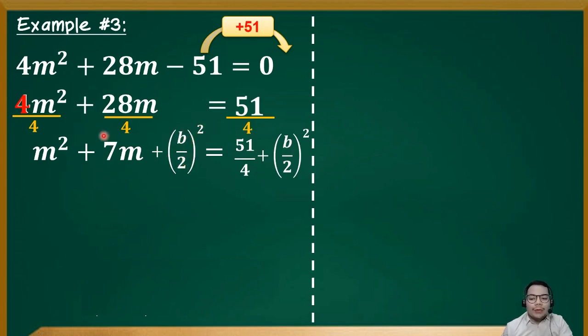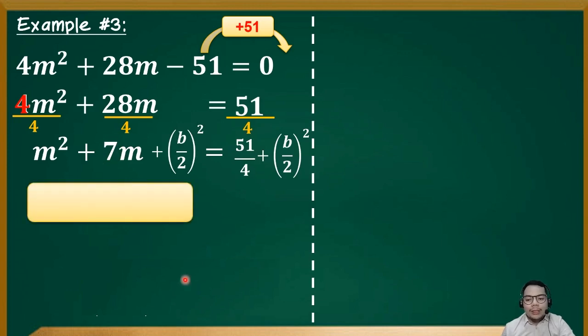This time we have 7 as our b, so we'll use this formula. As you notice, we have b over 2, so we bring back the 7. So 7 over 2. Since we cannot divide 7 by 2 and get a whole number answer, all we need to do is square the numerator and also square the denominator. So 7 squared is equal to 49 and 2 squared is equal to 4.